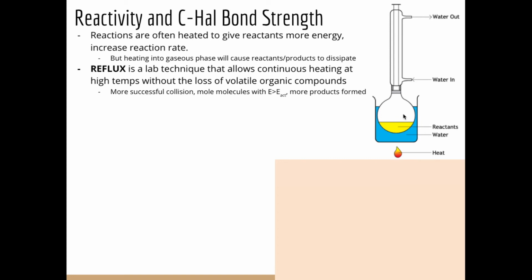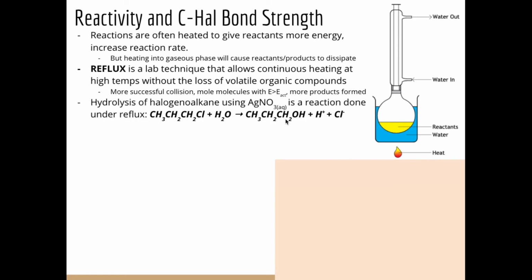So as we heat up the reactants and they go into the gaseous phase, we will have more successful collisions, more molecules with energy greater than activation energy, and therefore more products formed. However, we don't lose any of our product theoretically because it will condense, cool back down into the liquid phase, go back up into the gaseous phase, and you can do that for however long you need to help the reaction occur and get more products, increase your yield.